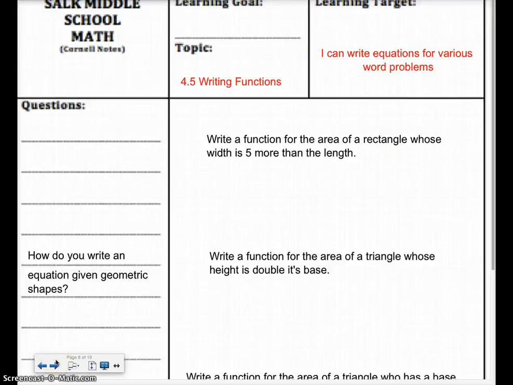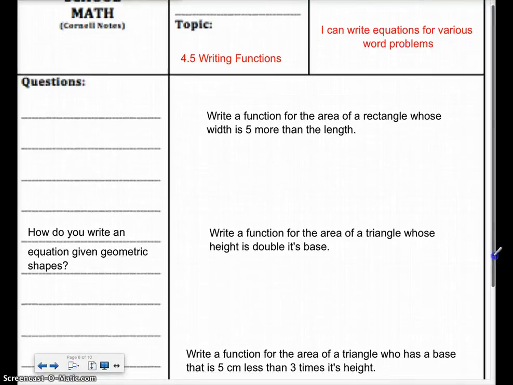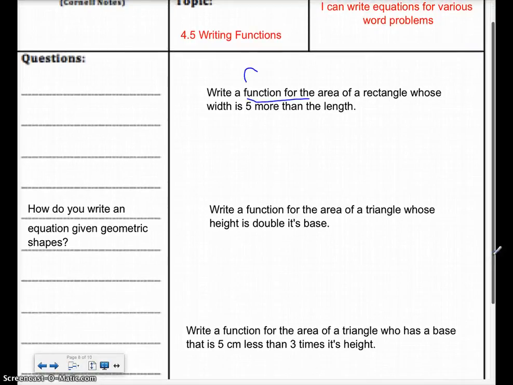Okay, the next one, we can't follow that nice little template that I gave you. It's a little bit more advanced, so I'm going to show you how I work through this. I want to write a function, that means f of x, a function of x. I want to write a function for the area of a rectangle whose width is 5 more than the length. Here's how I start. What's my original equation for area? Length times width. Do you agree with that? So I start with the original equation, then I modify it.